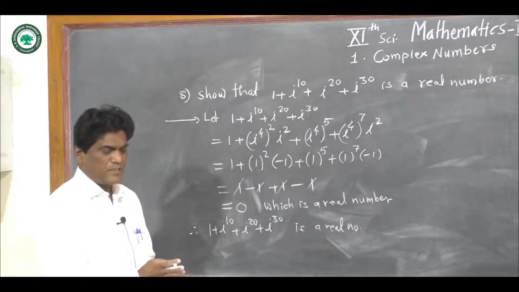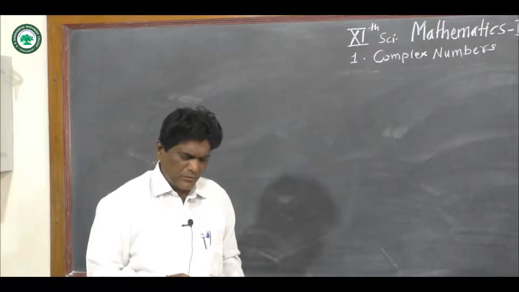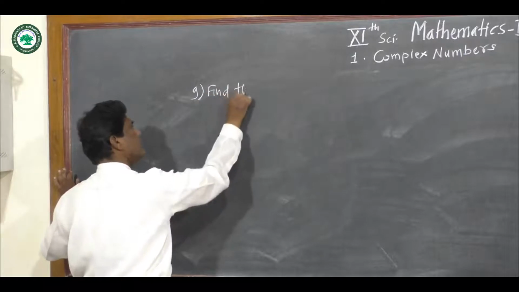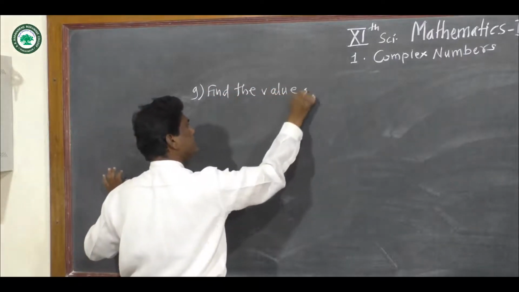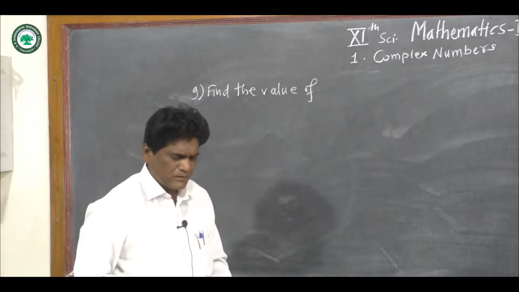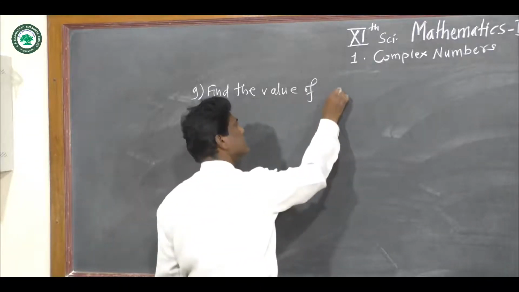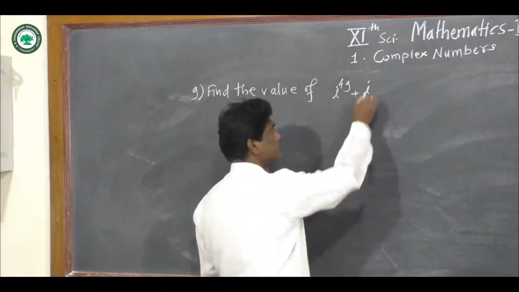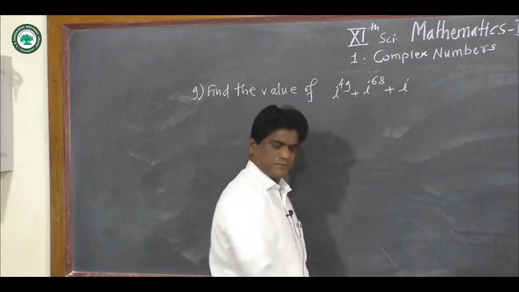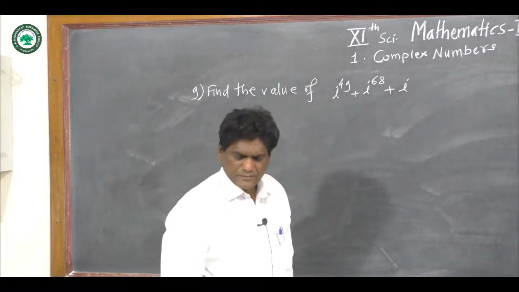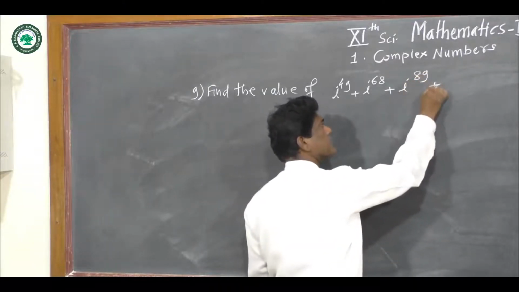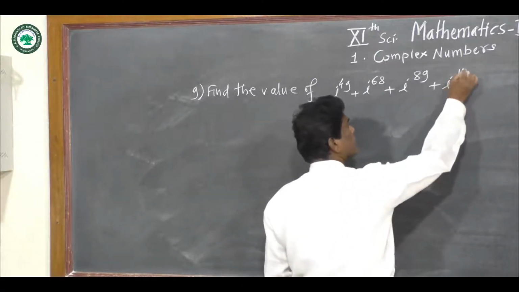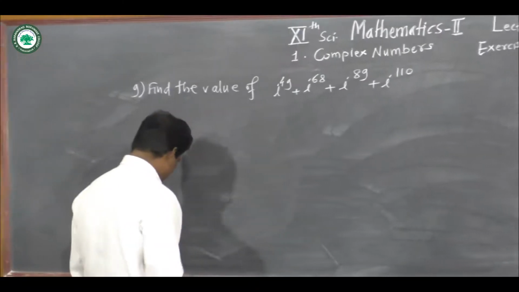Now we see here the 9th problem. Find the value of i to the power 49 plus i to the power 68 plus i to the power 89 plus i to the power 110. We have to find the value of this. So solution of this.